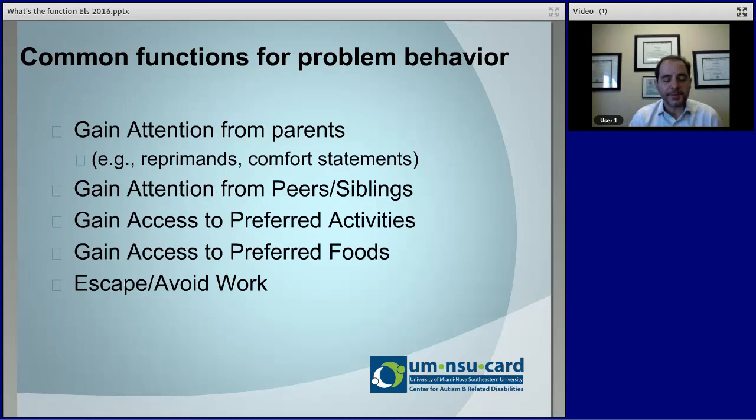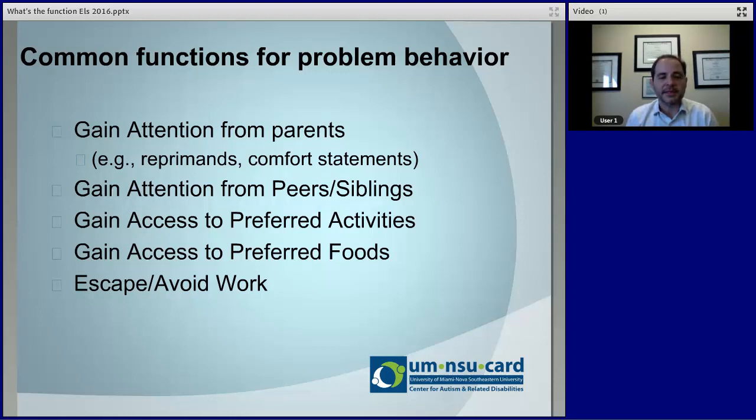Now, with that in mind, we can think about some of the common functions, some of the common reasons that we see problem behavior. What is maintaining problem behavior? If the reinforcers, the consequences, are to be found in the environment, then they probably come in various different forms, right? One of the more common forms of reinforcers in the environment is attention. Attention is a very big reinforcer, and it can come in a variety of forms.